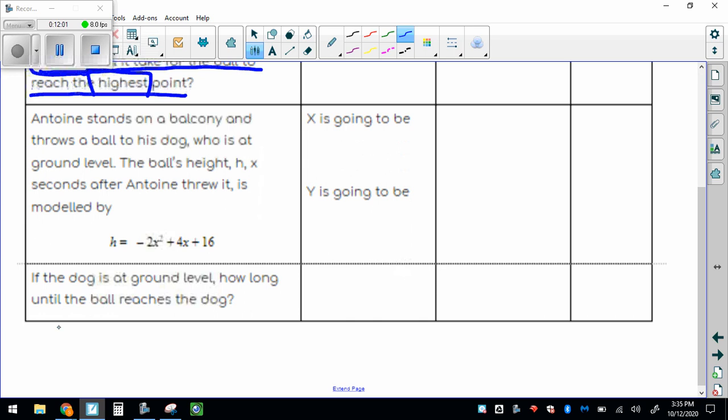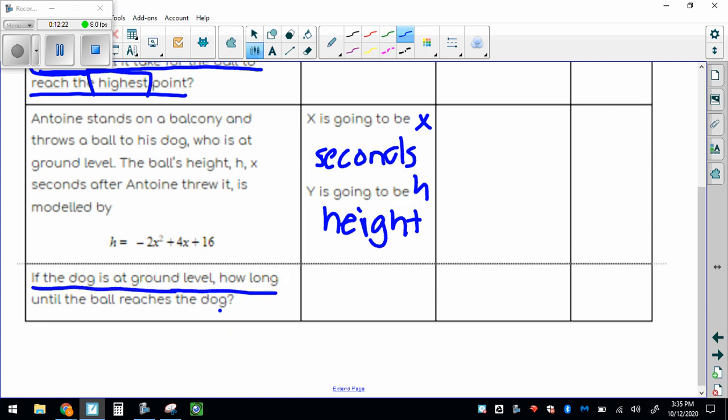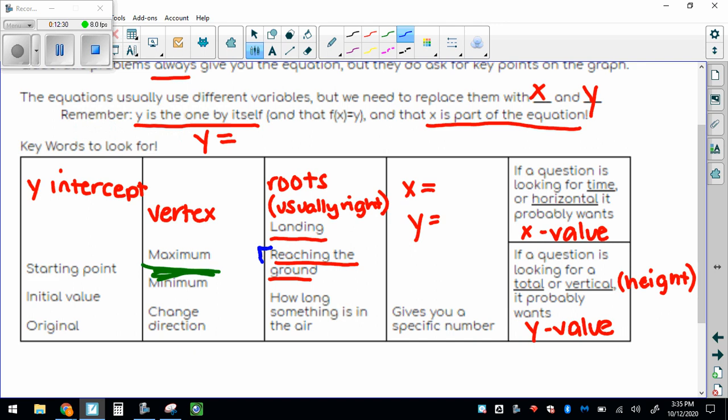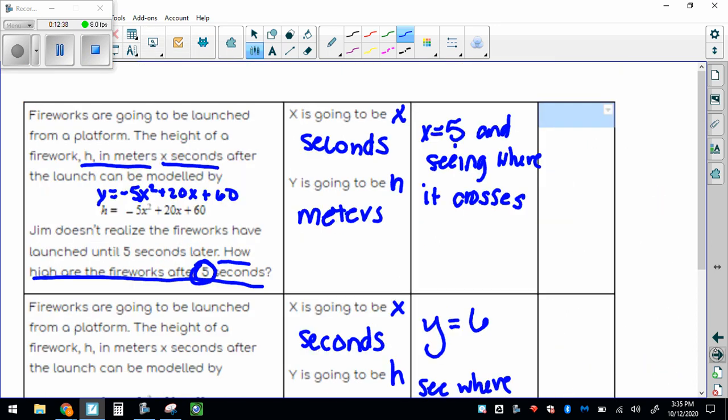All right, the last one, this got cut off on the page, so if you could please fill that in. I will copy in some stuff. Okay, so the setup is the same. If the dog is at ground level, how long until the ball reaches the dog? So ground level is kind of this guy, right? Reaching the ground, being on ground level, something to do with the ground or the dirt, the earth under your feet. So it's a root, it's an x-intercept.